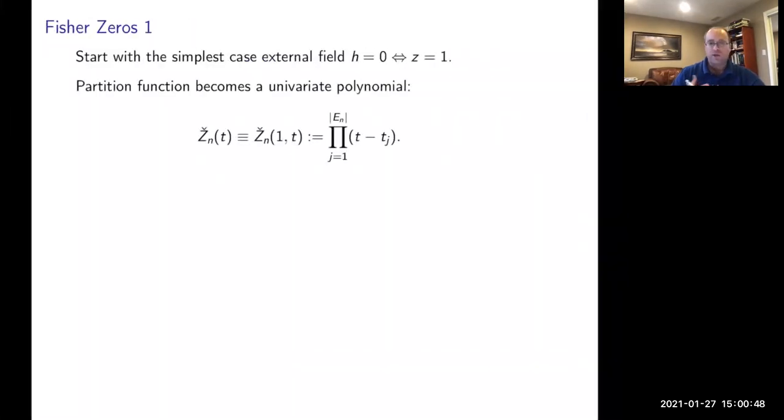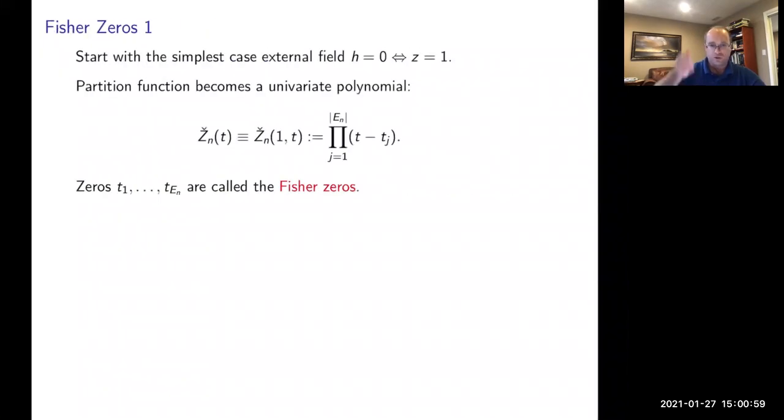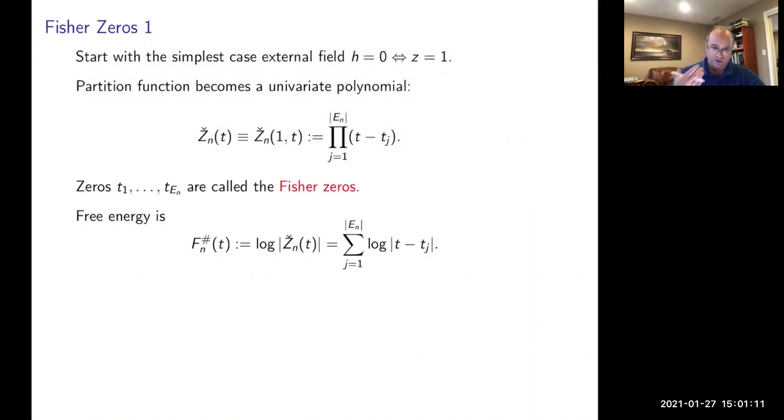In that case, the partition function becomes a univariate polynomial. Again, I'm working with the one whose denominators have been cleared. And the zeros of this polynomial, these zeros in the complex T plane, are called Fisher zeros, named after Michael Fisher. And it turns out that the free energy, this redefined version that I wrote, is exactly the logarithmic potential for these Fisher zeros. So that works out very nicely. If I did the classical free energy, there'd be some extra capital T and some extra log of something that wouldn't matter for phase transitions.